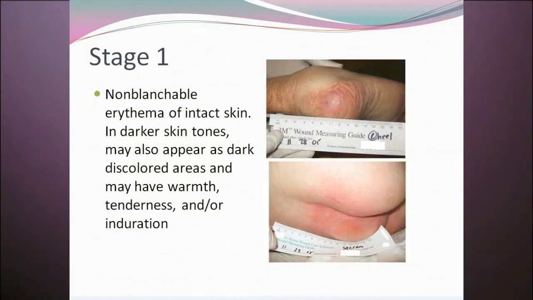As I mentioned, stage 1 is non-blanchable erythema of intact skin. And keep in mind that in patients that have darker skin tones, you may see areas of discoloration and warmth, tenderness, and possibly induration. What I mean by induration is that when you palpate, that tissue feels firm. It doesn't have that normal softness or tissue suppleness that you might see elsewhere in the body. It's firm, it feels different, and that can be a harbinger of some further damage. So again, very important to keep in mind and make sure you're paying attention to.